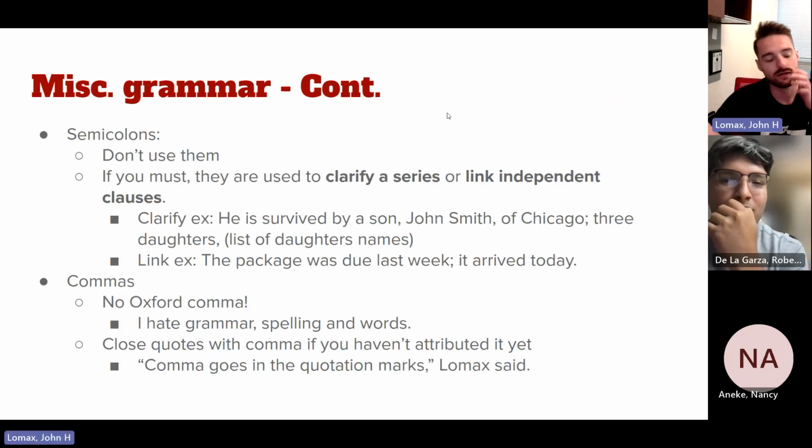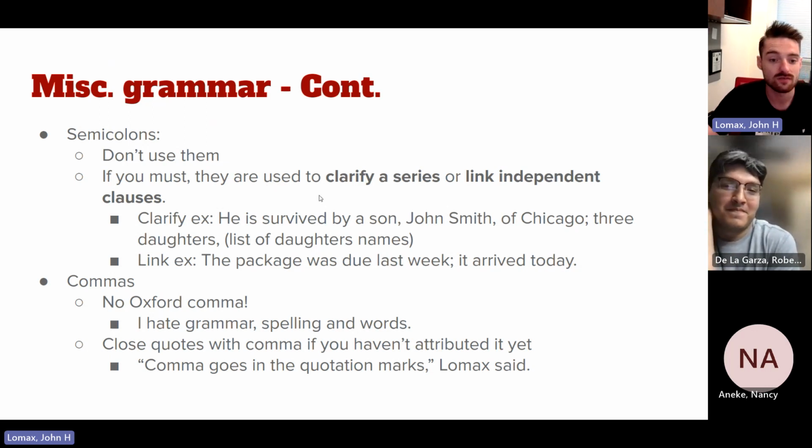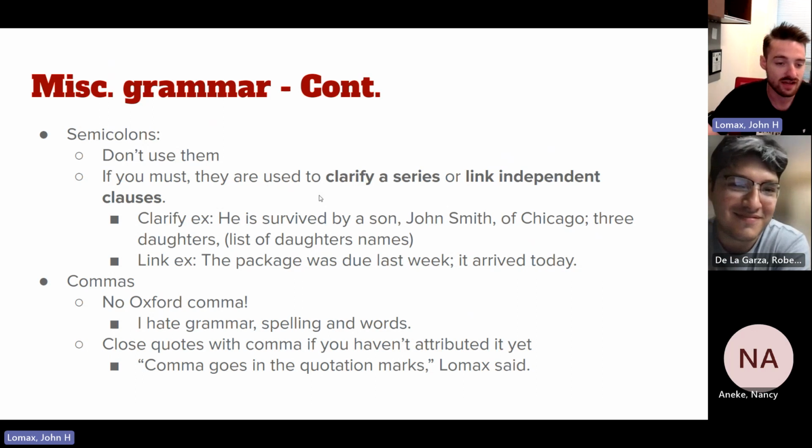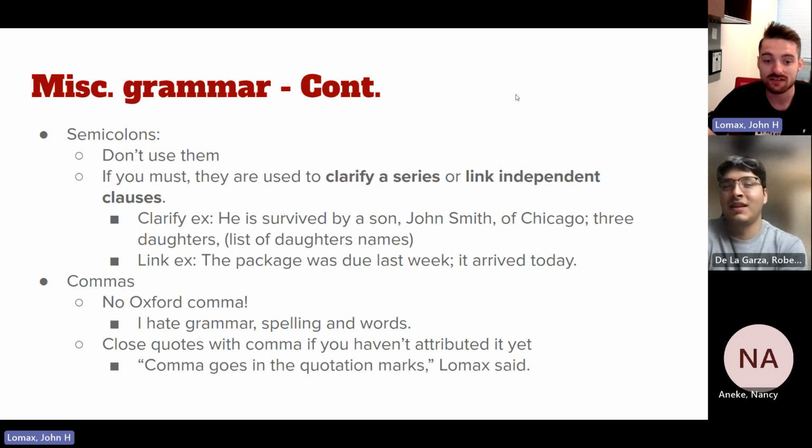Okay, and then we get to semicolons. As far as I'm concerned, they're fake. Don't use them. I feel like 95% of the time that you could use a semicolon, you can just straight up use a period, or you can just do something else. But if you really want to use them, fine, but they are used to clarify a series or link independent clauses.